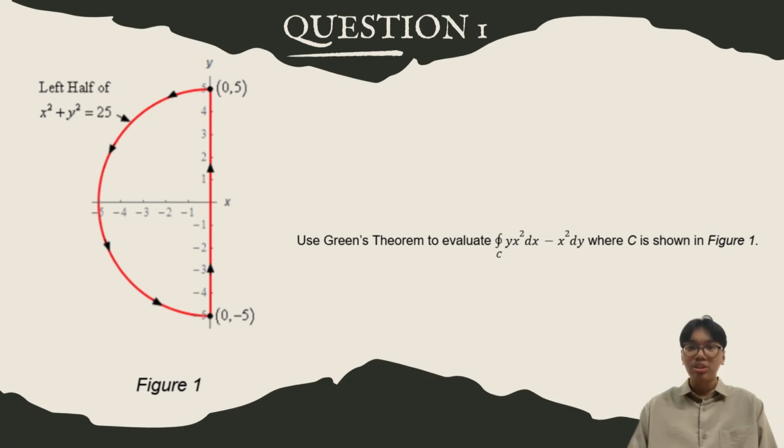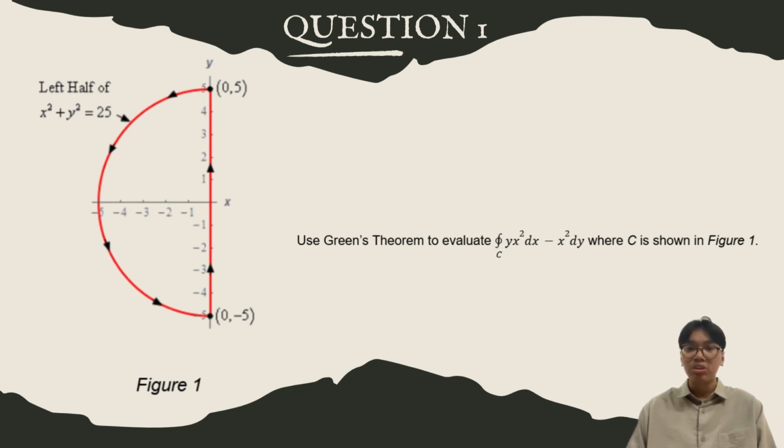Now, let's go to the first question, which asks us to evaluate a line integral using Green's theorem. As shown in figure 1, our curve C forms the boundary of a semicircle on the left half of the plane, bounded by x squared plus y squared equals 25. Now, notice that the orientation is counterclockwise, starting from point (0, 5), tracking along the circular arc down to the point (0, -5), and returning straight up the y-axis back to the start.